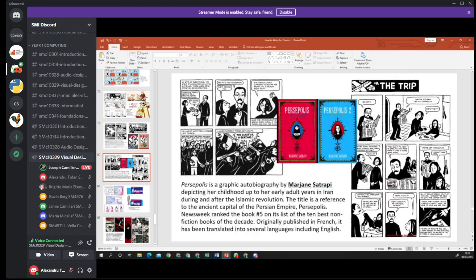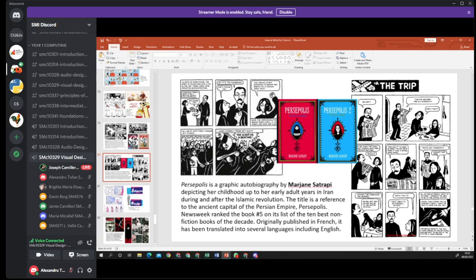Moving on to Persepolis, the two installments of Persepolis, by Iranian comic artist Marjane Satrapi, who described her early adult years in Iran during and after the Islamic Revolution. So it's a very interesting tale because it obviously depicts in a format which is mitigated because it's a comic, but it obviously is tackling some very serious issues.